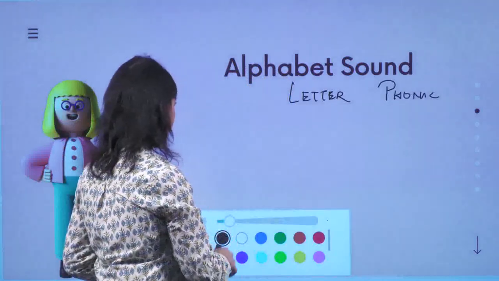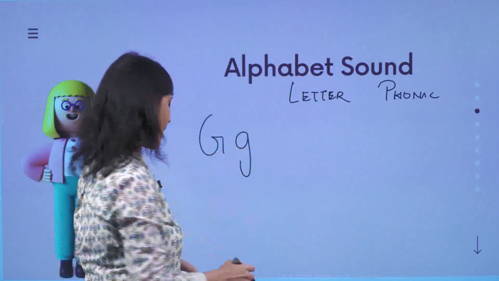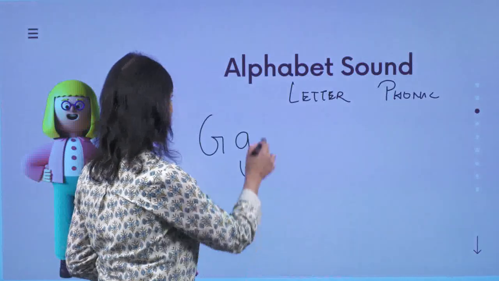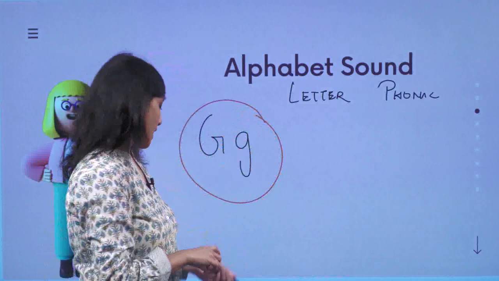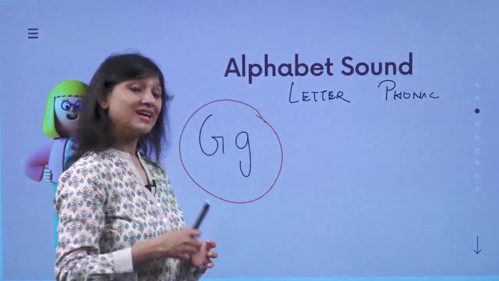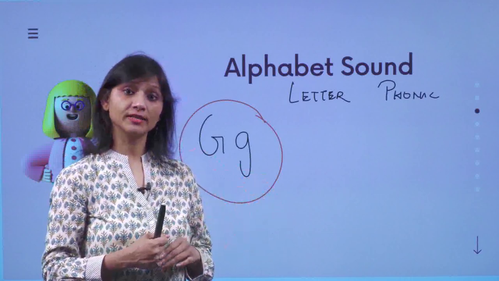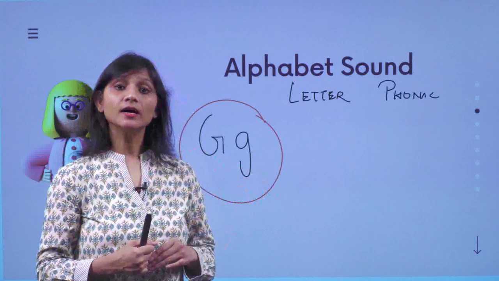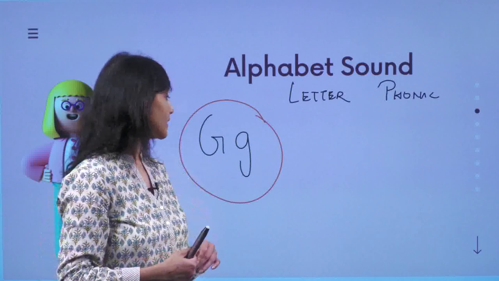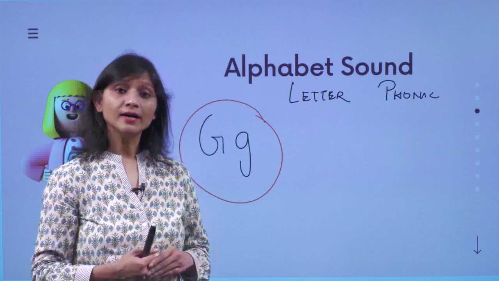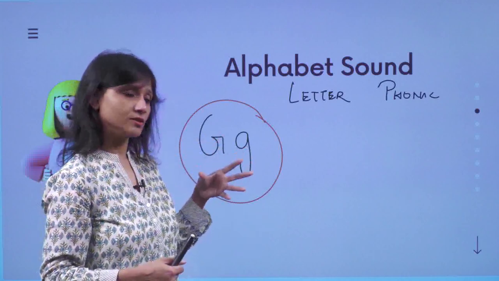So after F, it's G. Okay? I will circle G also, and I'll tell you why I circled G. Just the way we had circled C, we are going to circle G. Now, what is the letter sound of G? Letter sound of G is G. What is the phonic sound of G? Phonic sound of G is G. G, goat. G, good. So, G, g, goat, good.